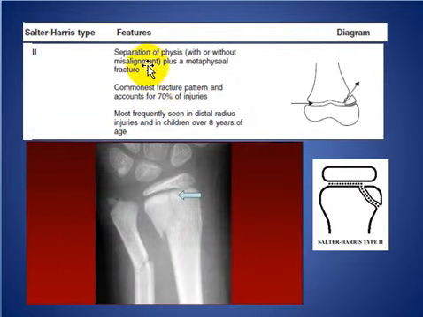In type 2, we have injury to the epiphyseal plate associated with metaphyseal fracture, as in this example, and this is the commonest type of Salter-Harris classification. It accounts for about 70% of injuries and is most seen in the distal radius and in children under 8 years of age.